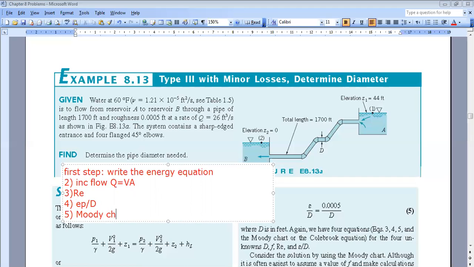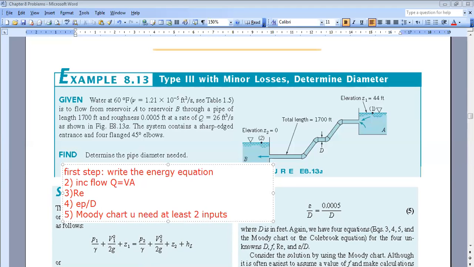For the Moody chart, you need at least 2 inputs, okay? Now, if you have these 2 inputs, it's fine. No need to assume anything. I go to the Moody chart, I put in the 2 inputs, I get the third one, and I am done. Sometimes you might have 2 inputs unknown, or like in this problem, the 3 inputs are unknown, okay? So what should you do in this case?